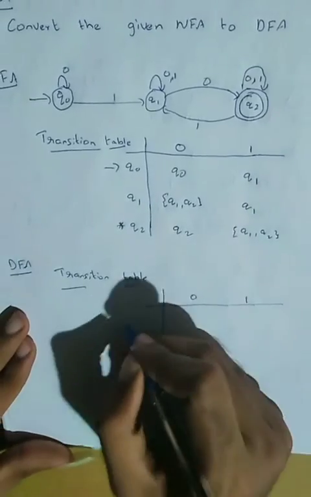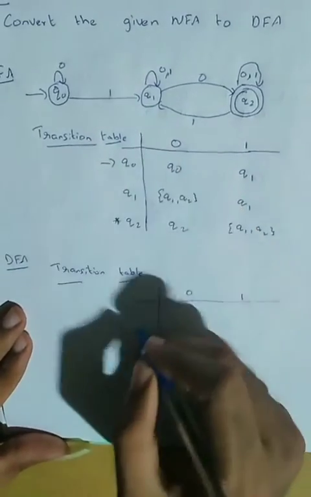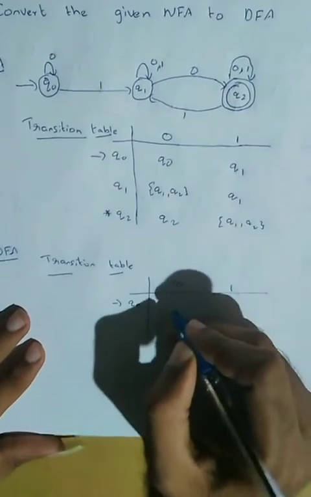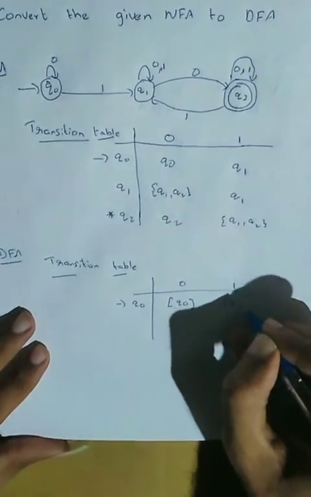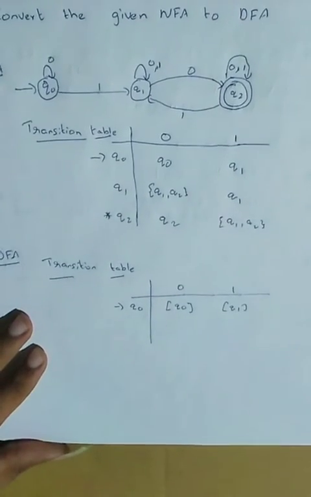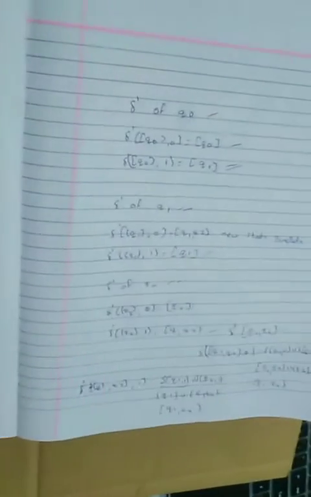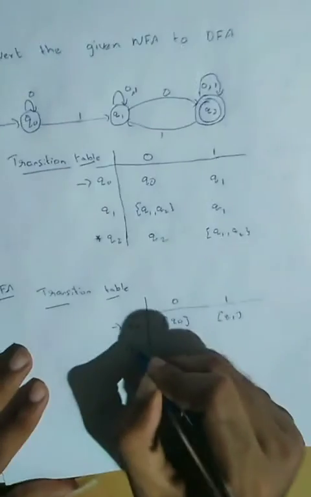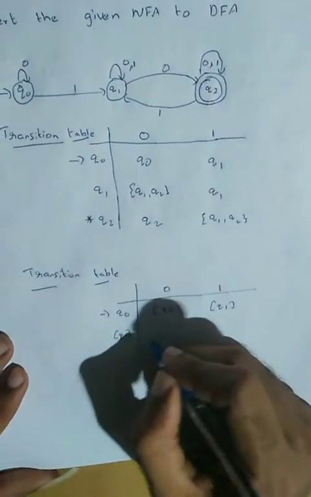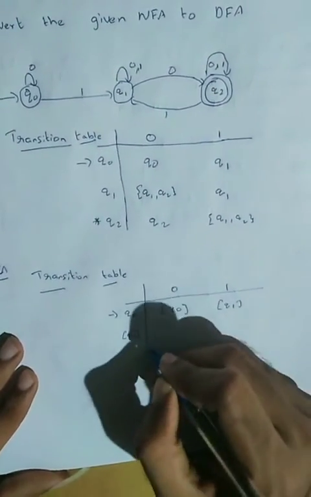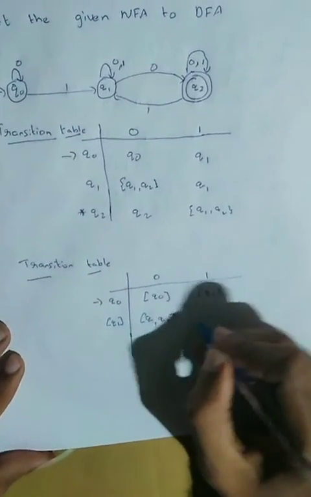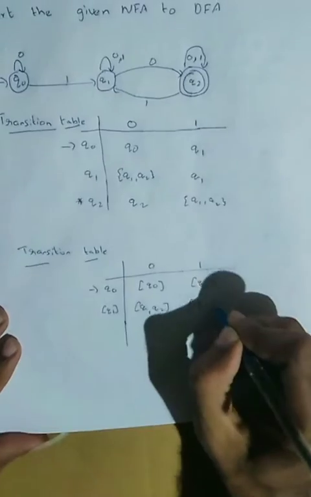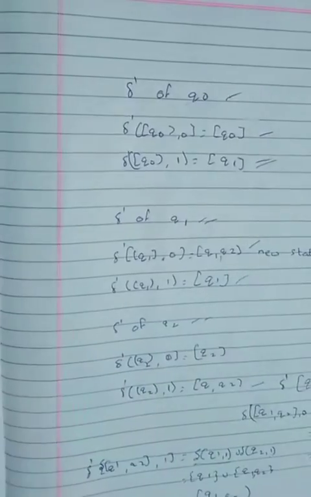0 comma 1 as q1; q0 is the starting state. We have to take q0, q1 as we obtained here. Now for q1 with 0 as the input, we will get q1 comma q2, and with 1 as the input, q1 as we got here.